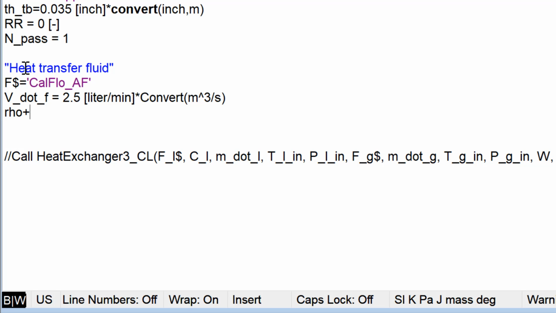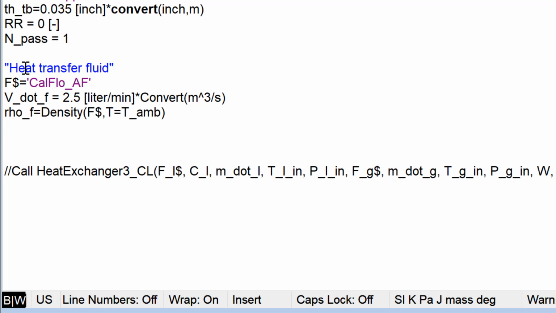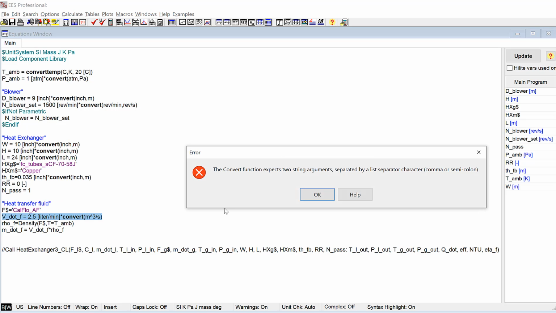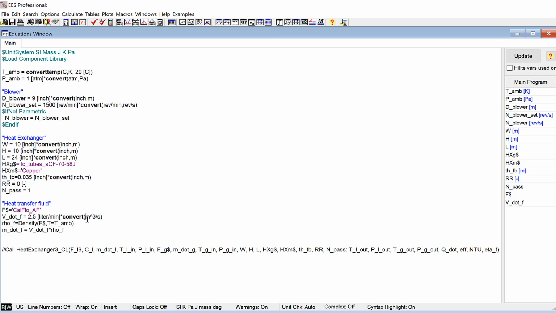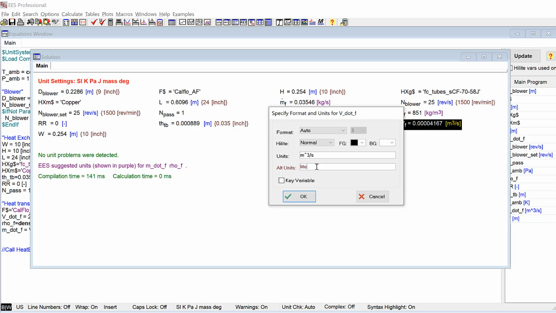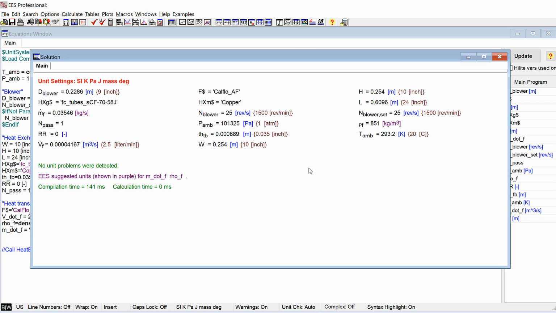To get the mass flow rate, I'm going to need the density. So density of the fluid at, we'll just say T equals T ambient. Density doesn't change very much, and it's incompressible, so we don't need a pressure. So m dot fluid is V dot fluid times the density of the fluid. Oh, I did something wrong here. Oh yeah, convert from liters per minute to meters cubed per second. So that all looks pretty good. I think we'll change the alternate units there to liters per minute, and I don't think we need anything else.